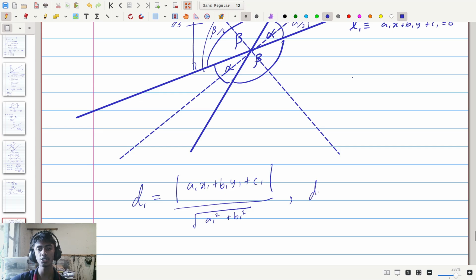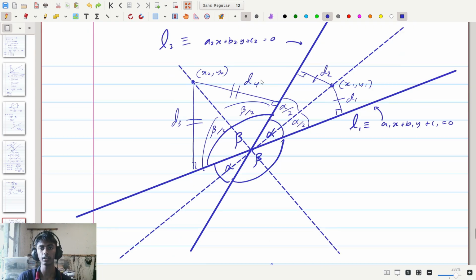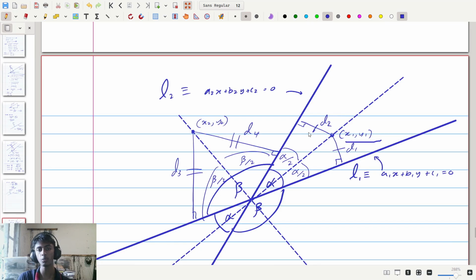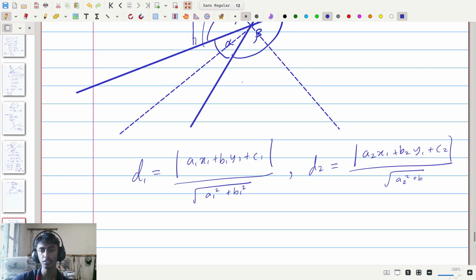Considering then d2 is the distance from the point x1 y1 to the line L2, all we need to do is substitute these two points into this and divide by the square root of a2 squared plus b2 squared. Therefore, d2 is going to be equal to the absolute value of a2 x1 plus b2 y1 plus c2, all divided by the square root of a2 squared plus b2 squared. So then, what we need is for these two to be equal.